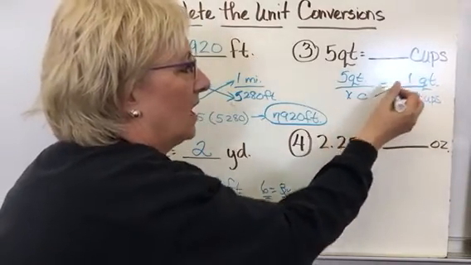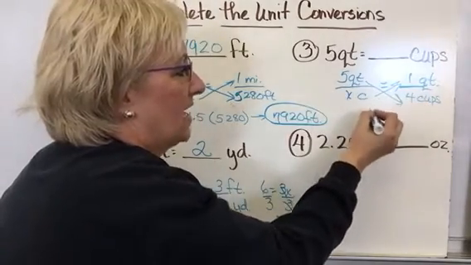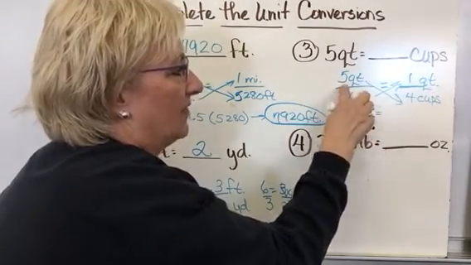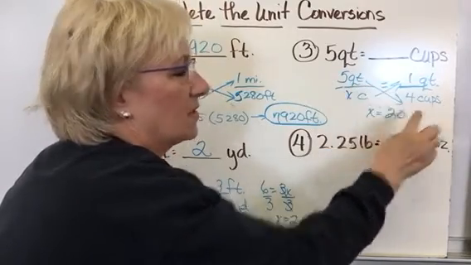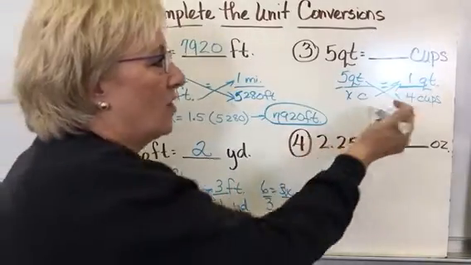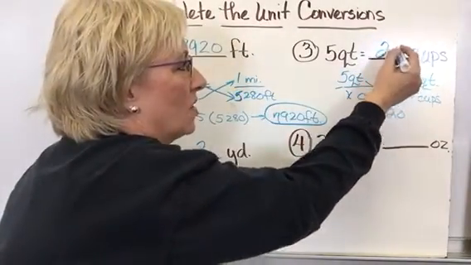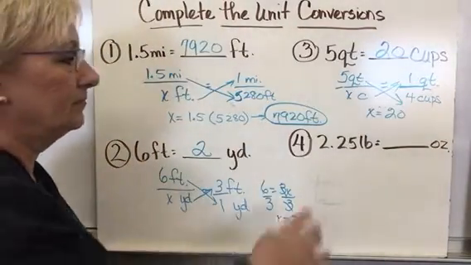When I cross multiply, I know that 1 times 1 is going, x times 1 is going to be x is equal to, and I know that 5 times 4 is going to be 20. I'm not going to worry about the quarts and the cups in this case. I'm just looking at the numbers. So when I cross multiply, 5 quarts is going to equal 20 cups.